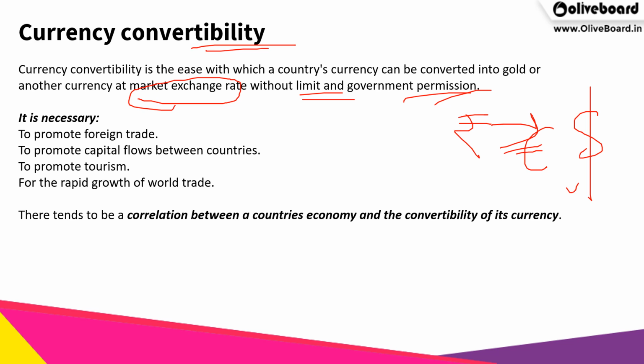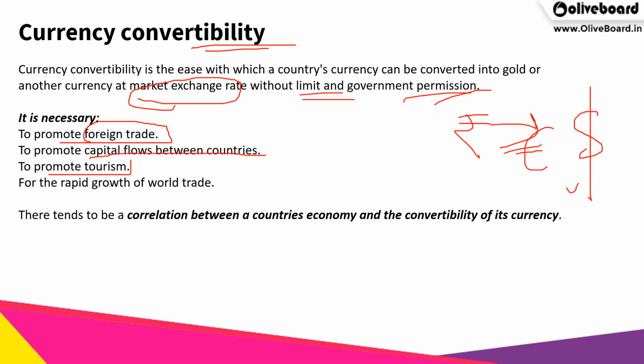Now, why is currency convertibility necessary? First is to promote foreign trade. Now we cannot expect people from London to accept rupee because that is not their currency, right? So in order to promote foreign trade, we need to convert currency to make sure that trade gets smoother. Second, to promote capital flows between countries. Now we know that every country needs investment for its growth. So if people from various other countries want to come and invest in our country, they need to convert their currency in order to make an investment in India, in Indian rupee, right?